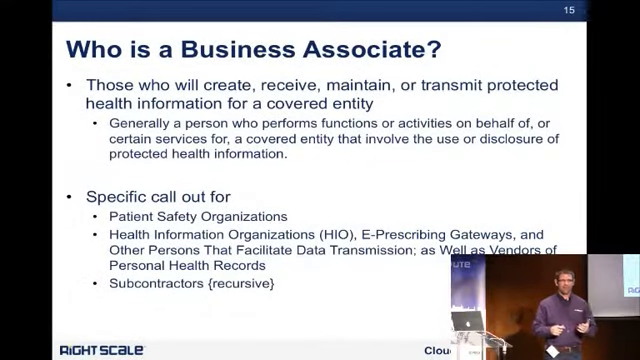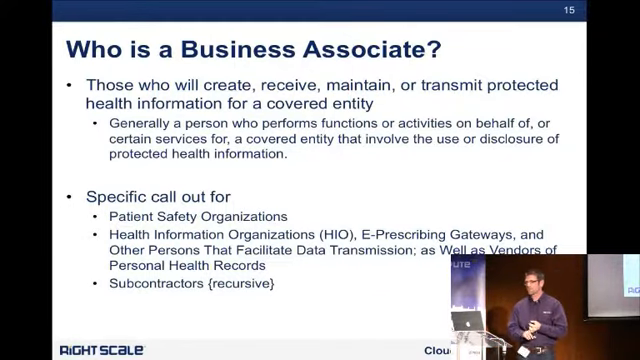Is anybody here familiar with PCI? A little bit? So: receive, transmit, all that type of stuff. Business associates receive, maintain, or transmit protected health information for a covered entity. That's the definition of a business associate. Basically, if you perform some type of function, and the Omnibus Rule specifically called out certain groups.